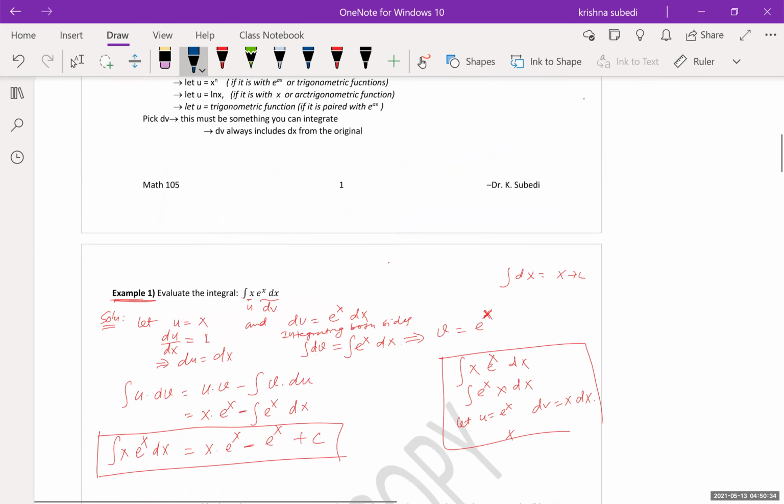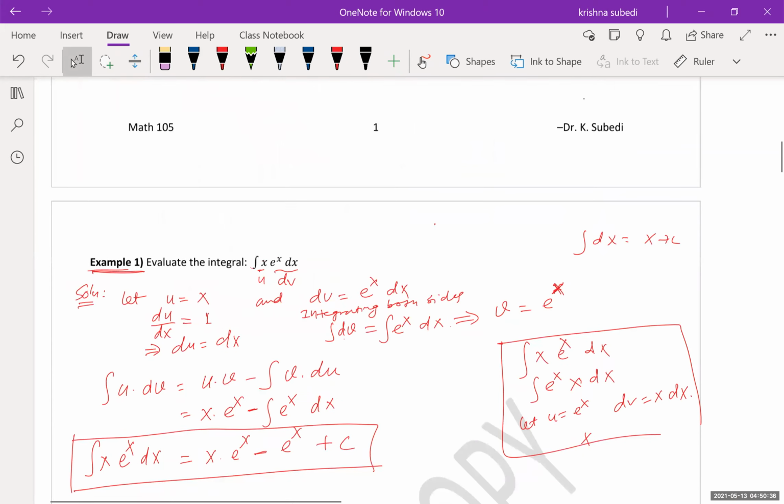For example, in this case, remember how I chose this: I noticed that x is my algebraic function. This is my exponential function. So I check this in my head, LIATE, and then I see that A comes first, algebraic comes first, therefore this is my u. E comes later. So whatever is remaining, that will be my v or dv.